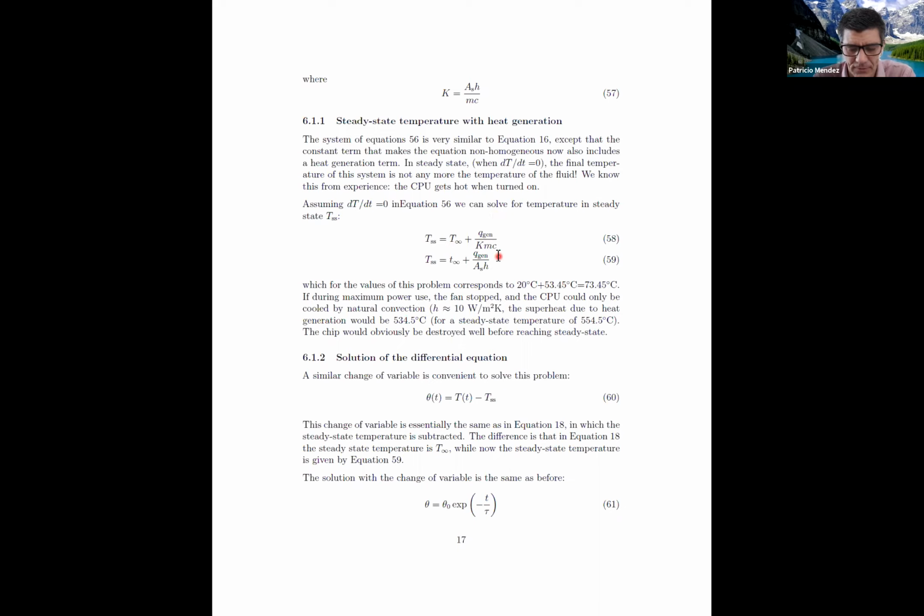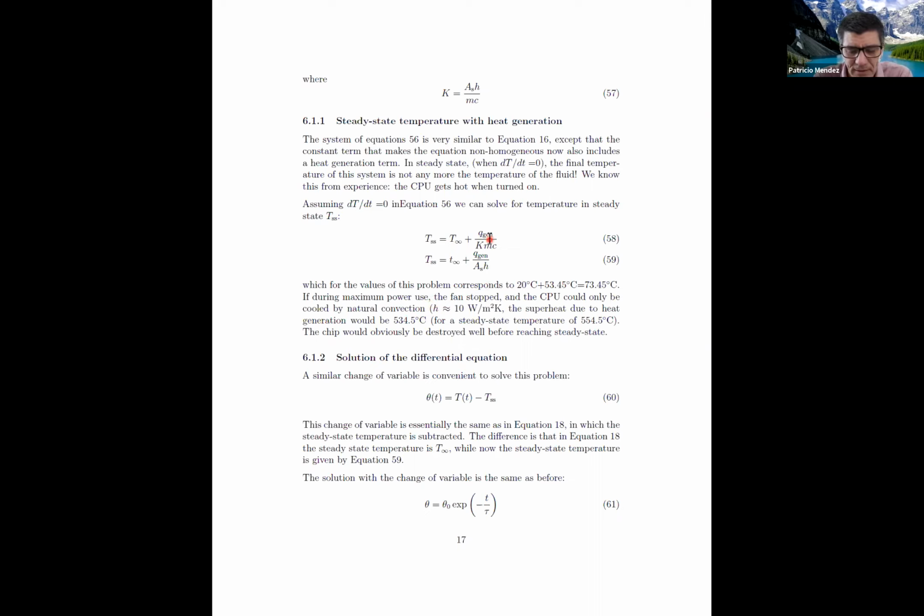Now, if the fan were to break, the convection coefficient, instead of being 100 watts per meter square Kelvin, would be 10 watts per meter square Kelvin, much less. And we have the convection coefficient down here. So if it's smaller by a factor of 10, this factor here would be higher by a factor of 10. And here I found a typo. This small t is mistaken. It should be a big T for temperature. And then the calculation indicates that the chip in steady state with a broken fan would be running at 534 degrees C. Of course it doesn't, it melts before, right?